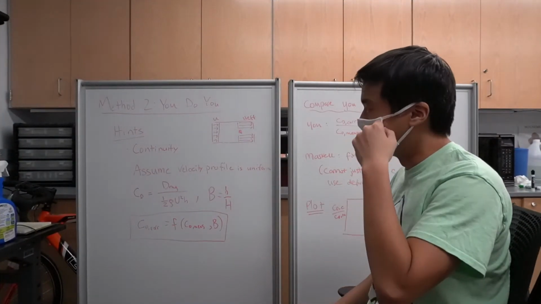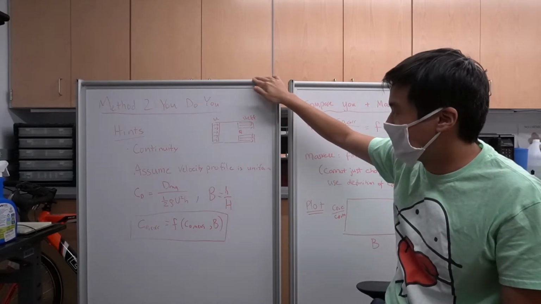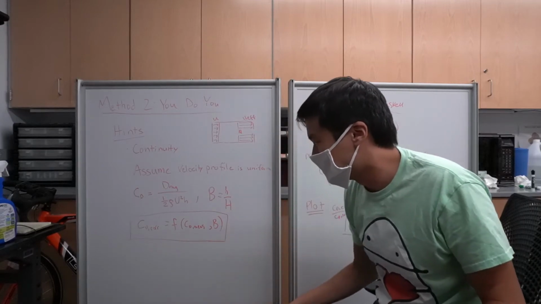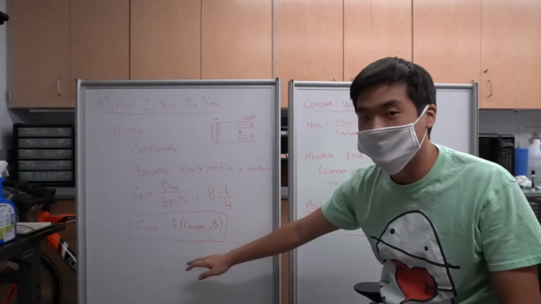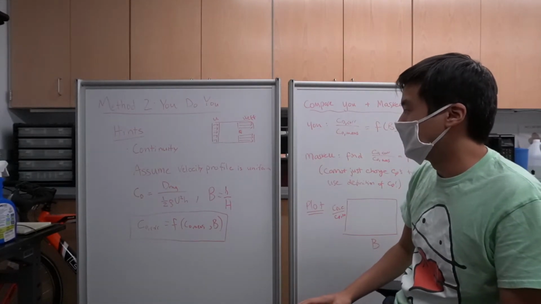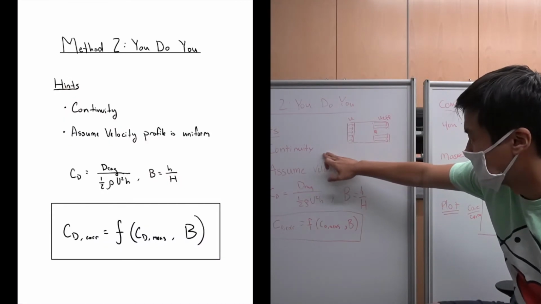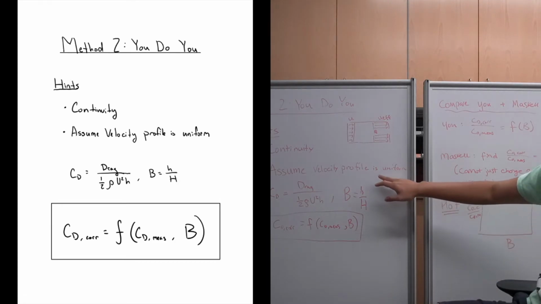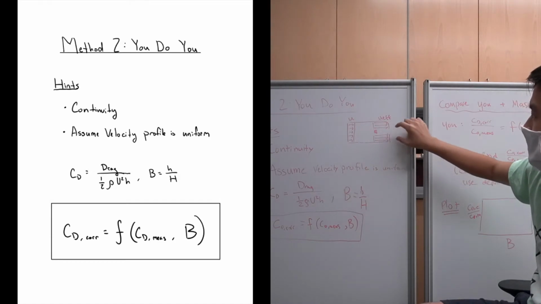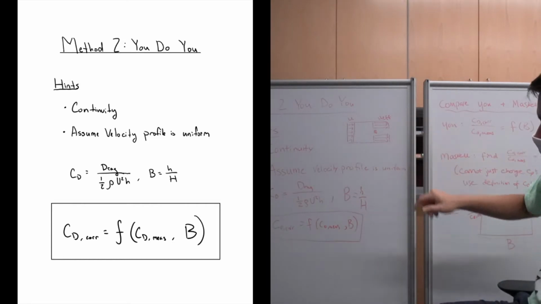All right. For method 2, we're going to call this the you-do-you method. Ultimately, what we want to calculate is a function for CD corrected, which will be a function of the CD measured and b, which is your blockage value. To get there, we're going to give you some hints. You're going to use continuity, so conservation of mass. You're going to assume that the velocity profile is uniform, so it goes from this U, which is uniform, to this U effective, which is what the square cylinder sees, which is also uniform.